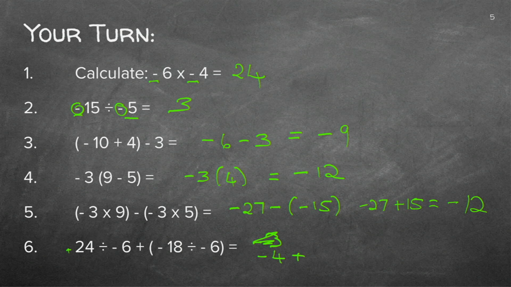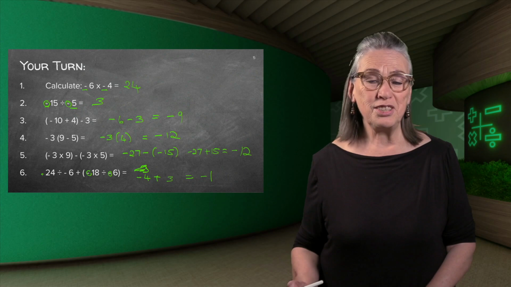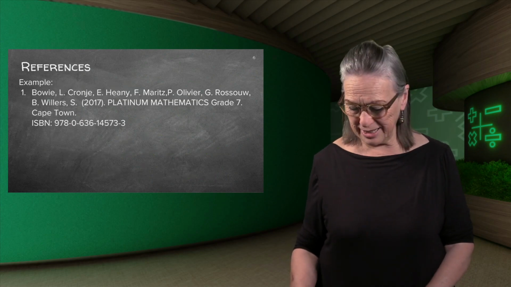And then they tell us -18 divided by -6. So it's two minuses, and that will give us a 3. So what is our answer? -4 plus 3, our answer is -1. Congratulations if you got this correct.